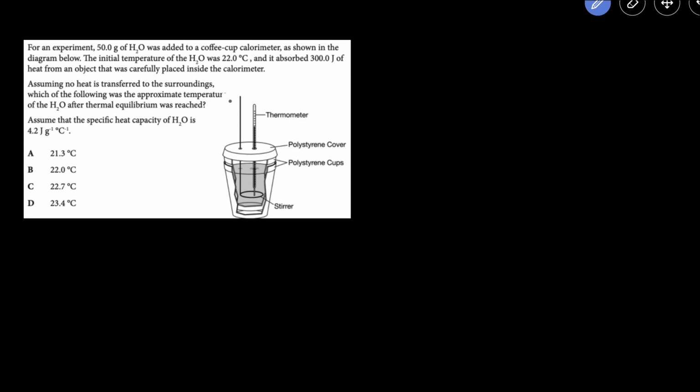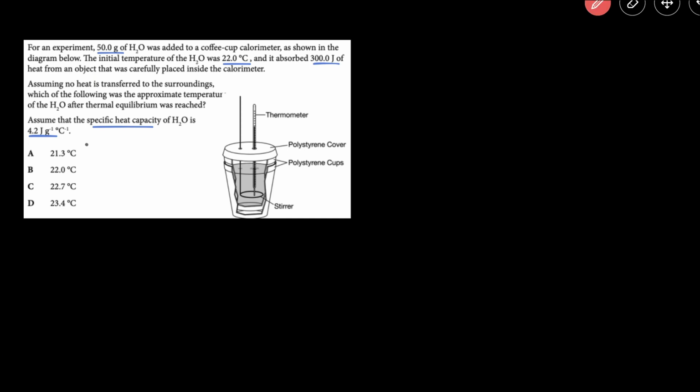Here we have a heat transfer problem. We're told that the initial temperature of the water is 22 degrees Celsius. We have 50 grams of water, and then the water absorbed 300 joules of heat. Assuming that there's no heat that's lost to the surrounding, what is going to be the final temperature of the water after the water has reached thermal equilibrium? We're also given the specific heat capacity of the water, C.